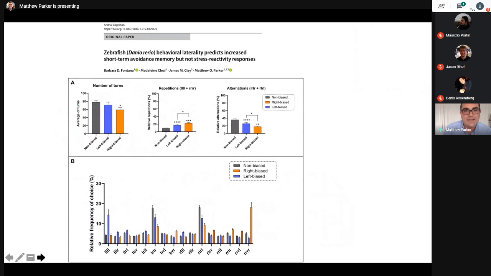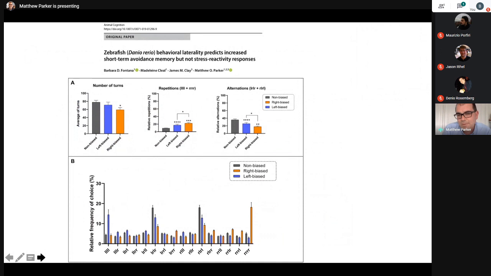The animals that were right bias seemed to move a lot less, so they seemed potentially a little bit more cautious within the maze, but they certainly showed fewer turns overall. They also showed a significantly higher number of repetitions within the maze and significantly fewer alternations. So this suggested not only that they might have had reduced cognitive ability based on our previous work, but also that the animals that were left or right bias might be showing increased stereotypic type behaviors.